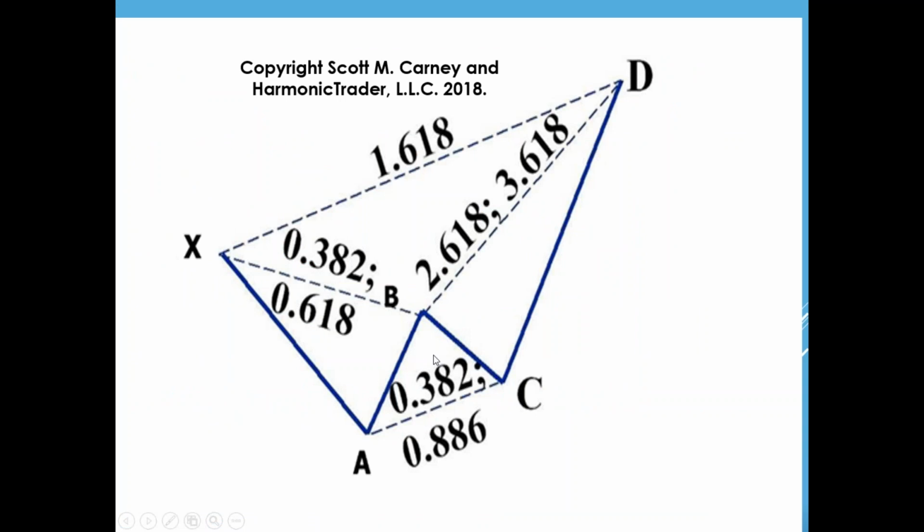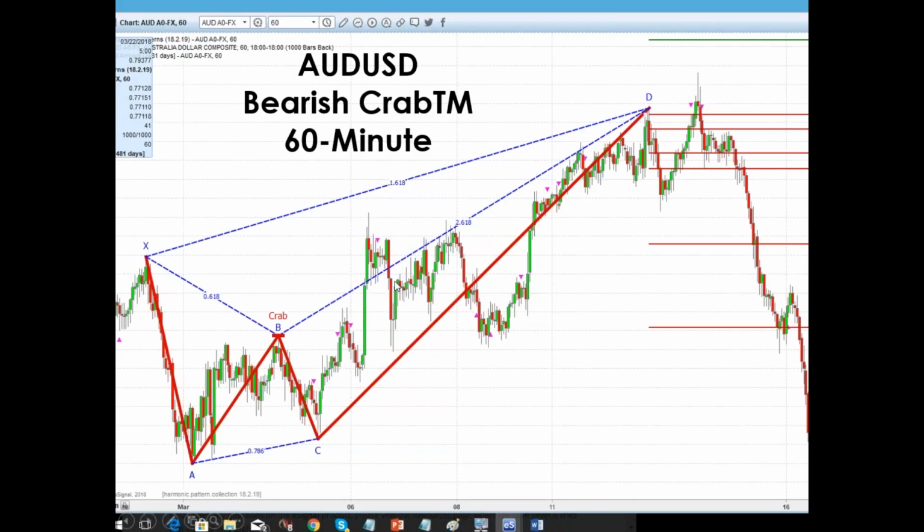Let's look at a bearish example. Again, another W formation looking at a 1.618 primary measured projection. Now this is an Australian dollar, bearish crab on a 60-minute. And in this case, again, we have strong action up into the potential reversal zone, a little bit of consolidation, initial reaction, even a secondary test.